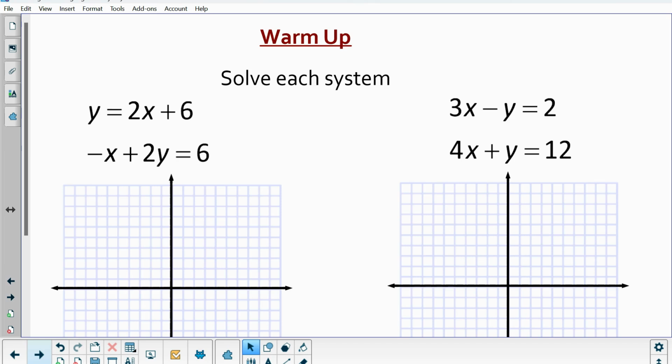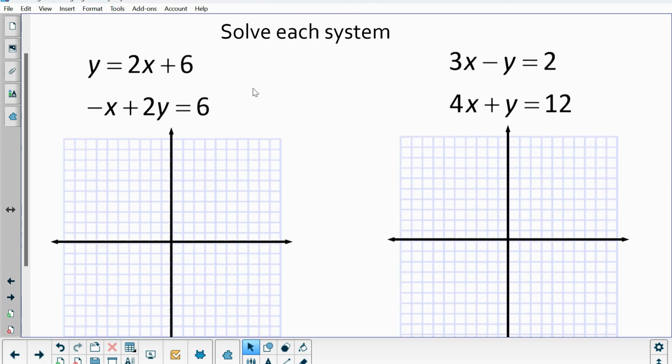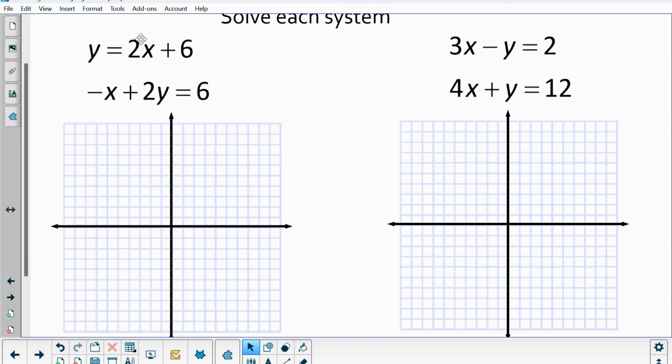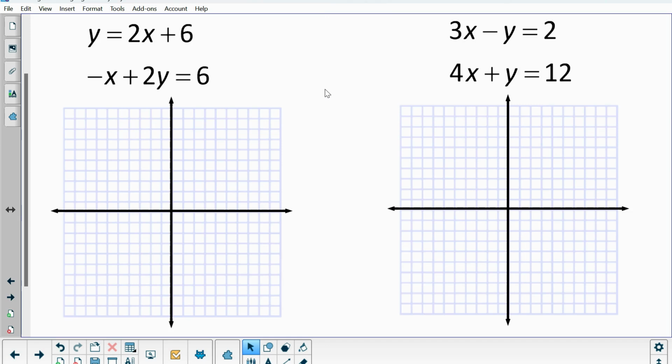Okay. So here's your warm up. So this is just solving systems on a graph, right? So you're going to hopefully do each of these in whichever way makes the most sense for you. So for instance, I would think everybody is going to graph 2x plus 6 using slope intercept form. So you're going to go up to 6. And then you have a slope of 2, so up 2 over 1, down 2 over 1, and you're going to try as best you can to make that line look accurate. So there's mine. It's pretty decent, I guess.